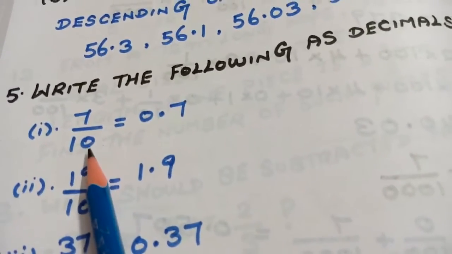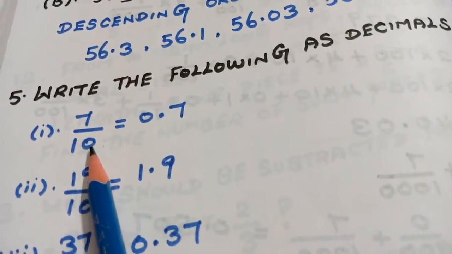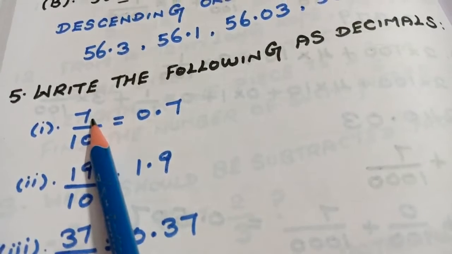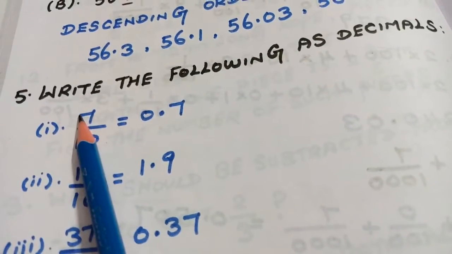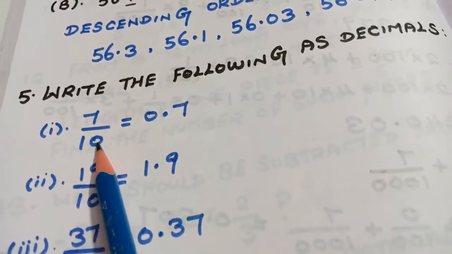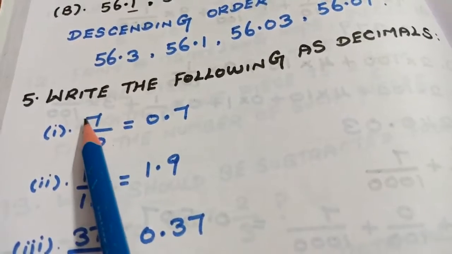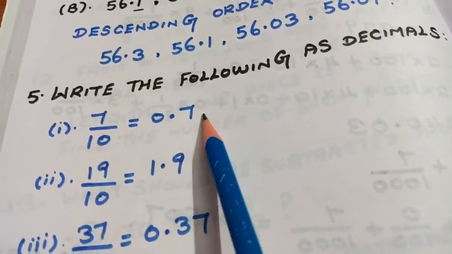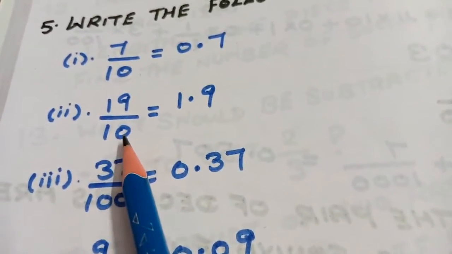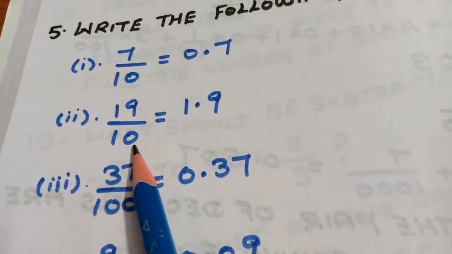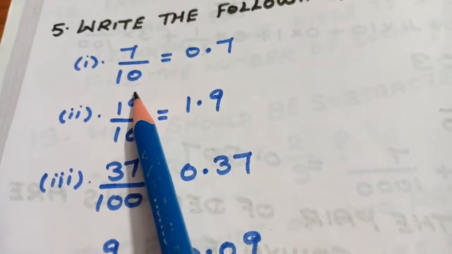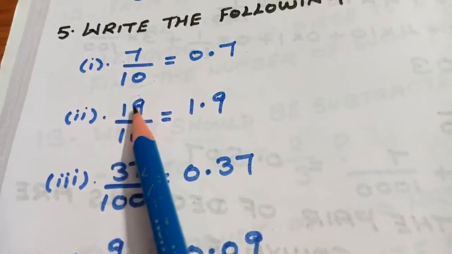Decimal number 7 by 10. Just check the denominator, 10. How many zeros do you have in 10? Only 1 zero. In the numerator, before one digit you are going to keep the decimal point. That is the concept. 1 zero means before one digit, that is 0.7. Similarly, 19 by 10 means only 1 zero. Count the number of zeros. 1 zero means before one digit, that is 1.9.